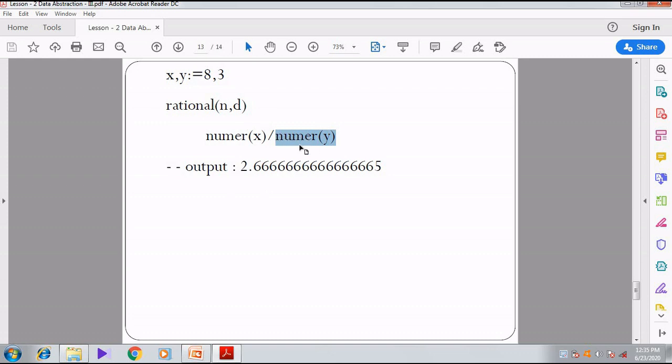So what will be the output? 8 divided by 3. So what has happened here? The output is shown as 2.6666, and so it goes on.